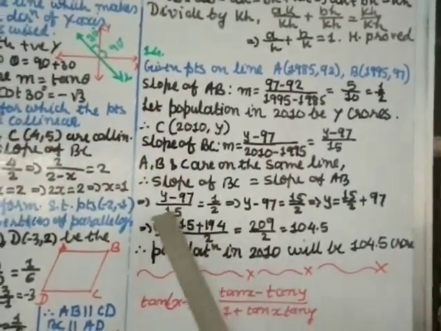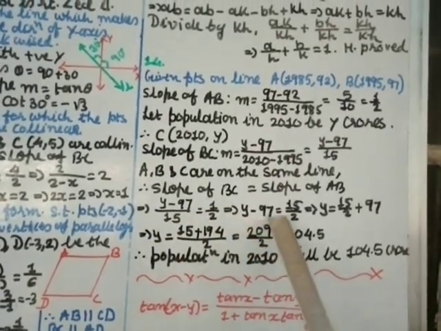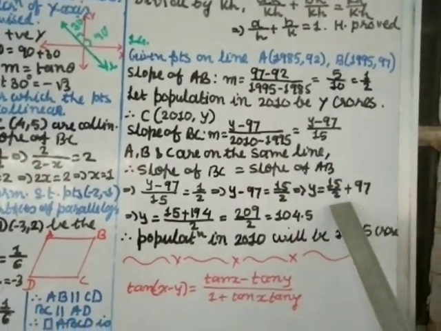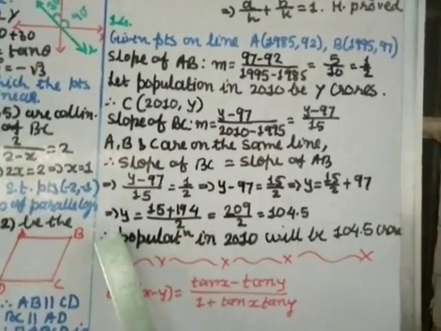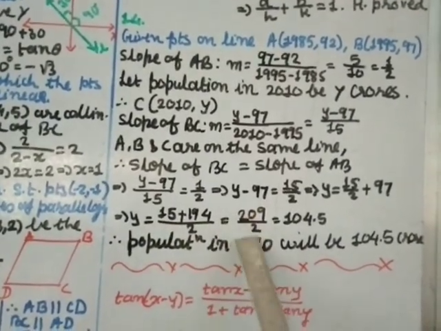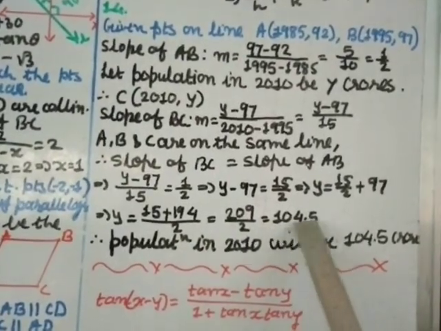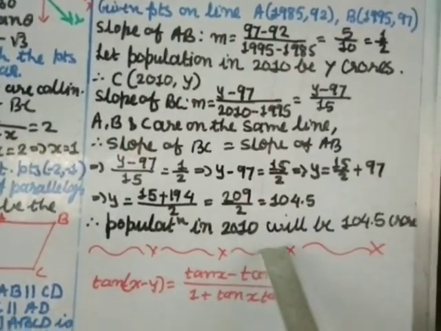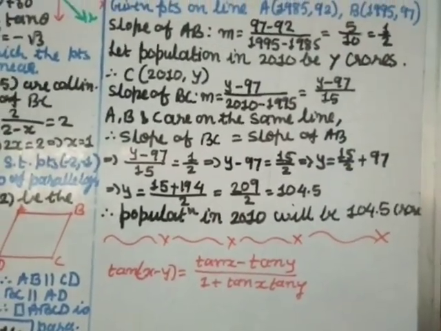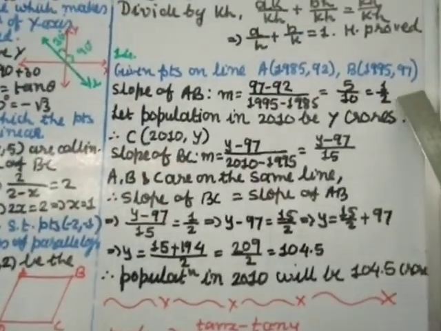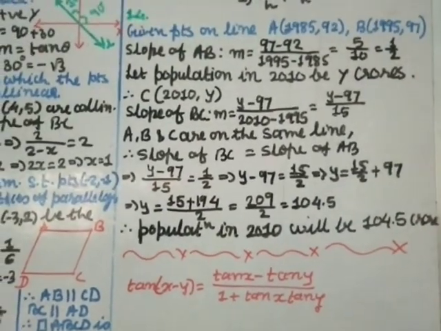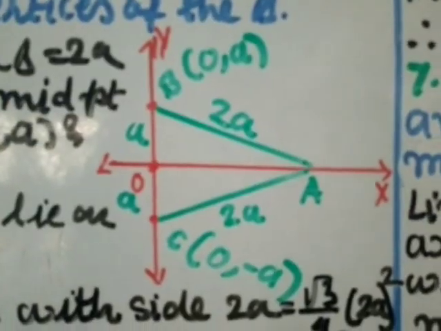Okay, this 15 you transfer over here, so y minus 97 equal to 15 by 2, minus 97 transfer over here becomes plus, so 15 by 2 plus 97. Okay, take LCM, so y is equal to (15 plus 194) by 2, this addition is 209 by 2, and if you divide you get 104.5. That means the population in 2010 will be 104.5 crores. Okay, so they have asked the population in 2010 and the slope of AB. So slope is 1 by 2 and the population is 104.5 crores. Okay, so here we end the exercise 10.1. Thank you very much.